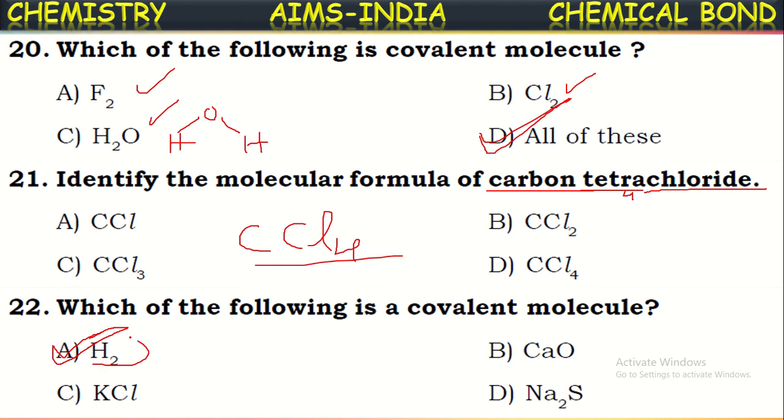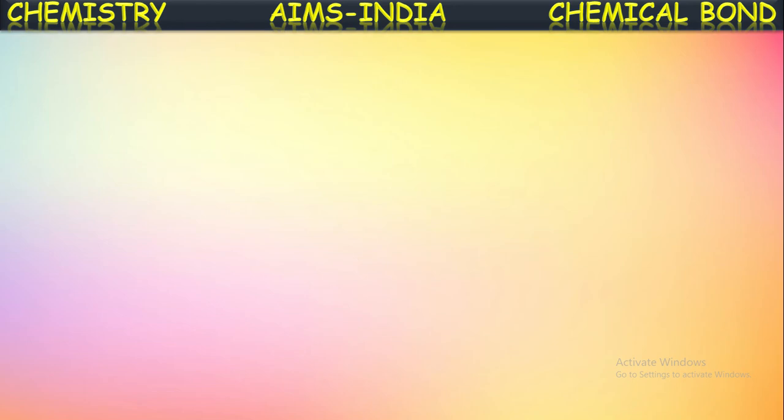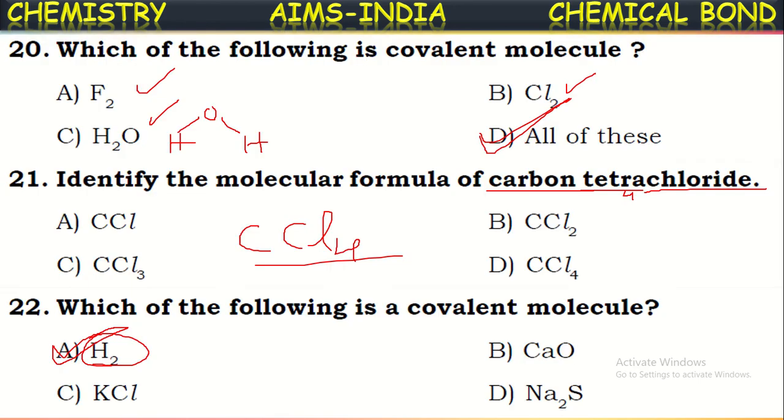So H2 molecule is a covalent molecule, whereas CaO, calcium oxide, potassium chloride, sodium sulfide, these all are ionic substances which are formed between two atoms with a greater electronegativity difference. If there is greater electronegativity difference, then transfer of electrons occurs, hence they form ionic compounds. Okay, next one. So here we did not mention also, it is CCl4.